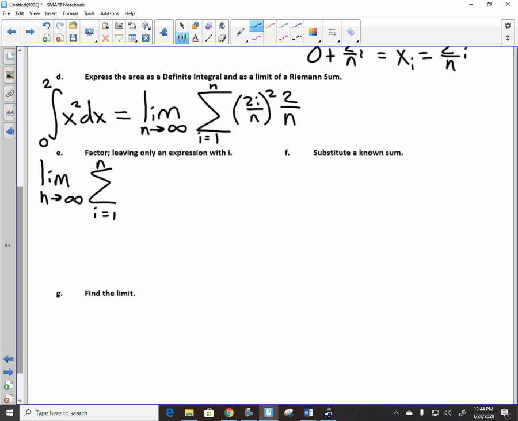So let's look at what we get on the top. We get 4i squared times 2 is 8i squared over, what's going to be in the denominator? Times n will be n cubed. Here's a hint: normally the i should be 1 power less than the n. Okay, so that should pretty much, yep.